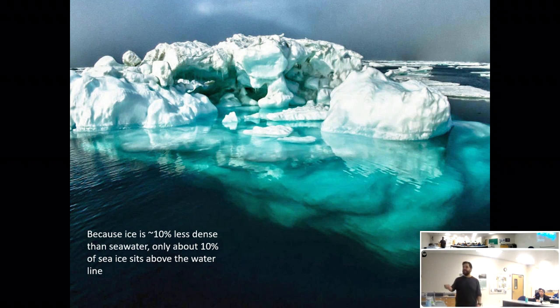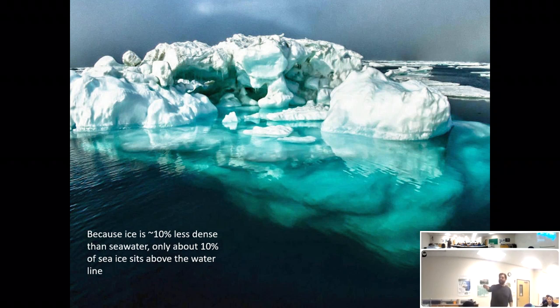Now, ice is 10% less dense than seawater. So that means that when you see an iceberg like this, 90% of the iceberg is underwater. Okay, 10% of the iceberg is above water. So if you think about this, if that iceberg melts, the remaining 10% of this material is going to go underwater. I mean, it's going to be added to the water.